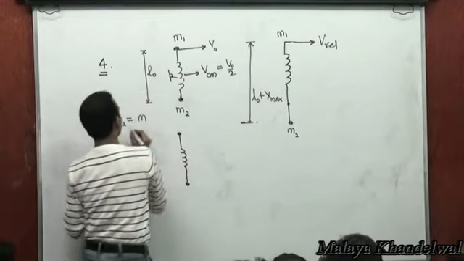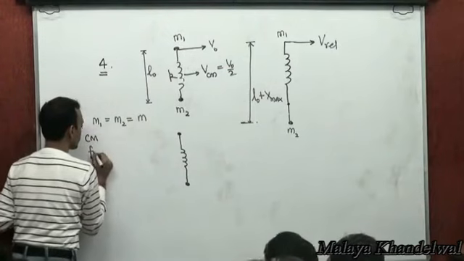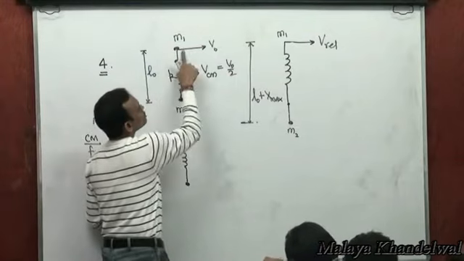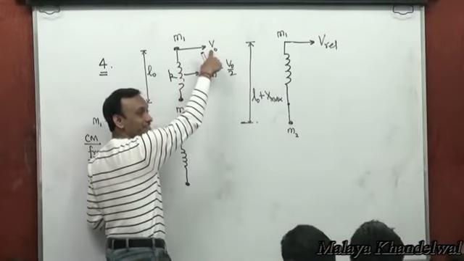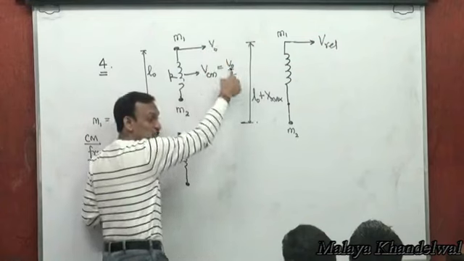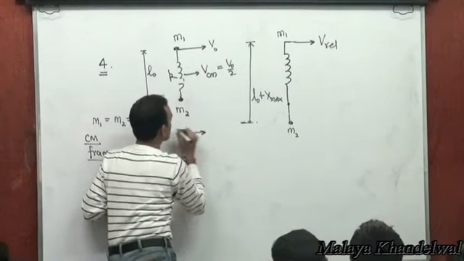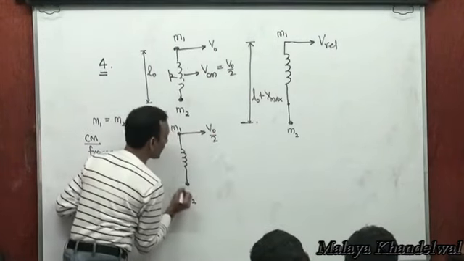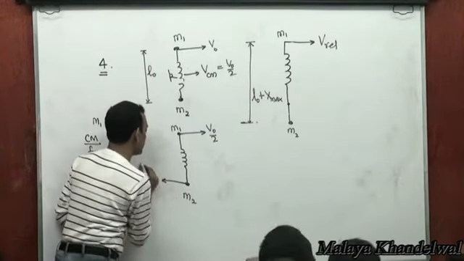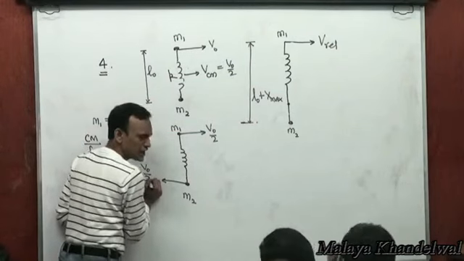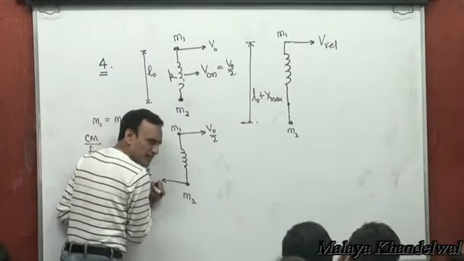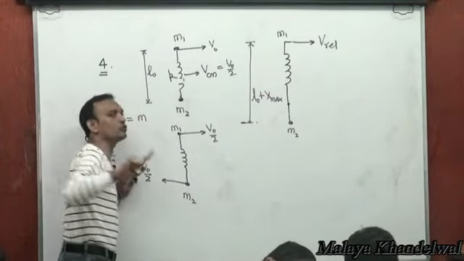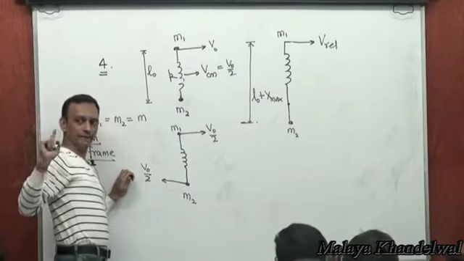So the velocity in the center of mass frame: for m1, it's V0 minus V0 by 2, so V0 by 2 to the right initially. For m2, again, it has to be V0 by 2 to the left. Why? Zero linear momentum in the center of mass frame. m1 and m2 are equal, so m1 V0 by 2 must be equal to m2 V0 by 2. No net linear momentum, right?